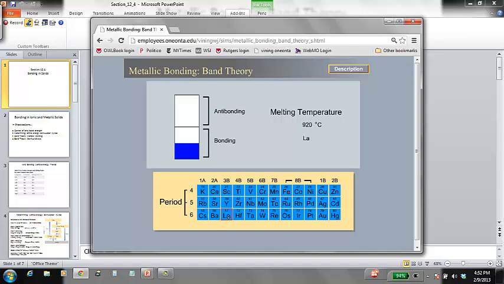And when you do this, what you see is that as you go about halfway across the period, you've filled up the bonding orbitals, and tungsten, which is the metal with the highest melting point, has a melting point in the thousands, 3,000 degrees. And when you go past that, it starts going back down again, getting all the way to mercury, which has a melting point below 0 degrees even, and that's a liquid at room temperature.